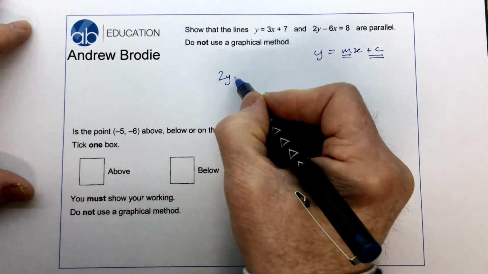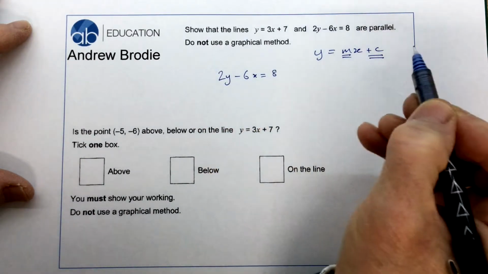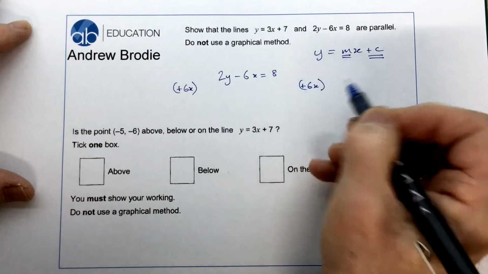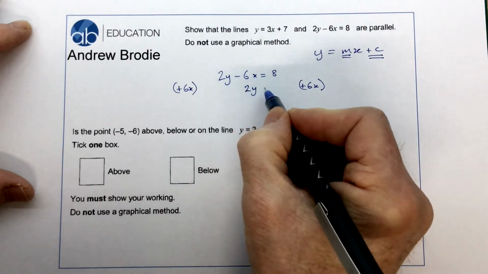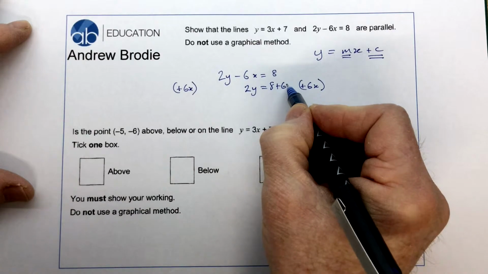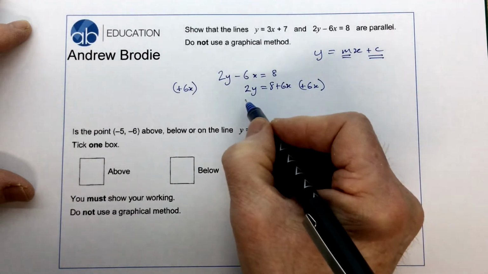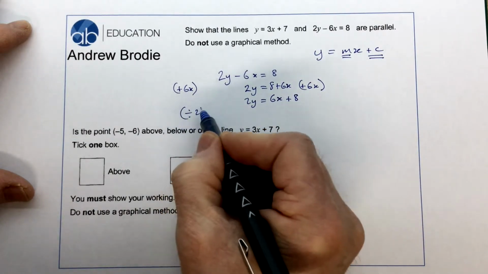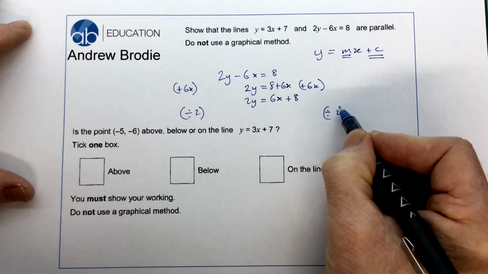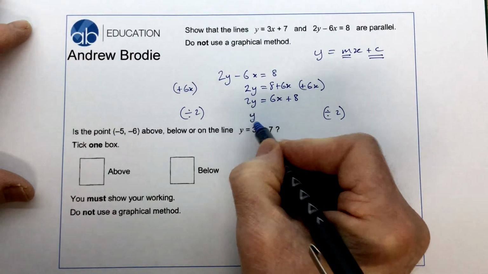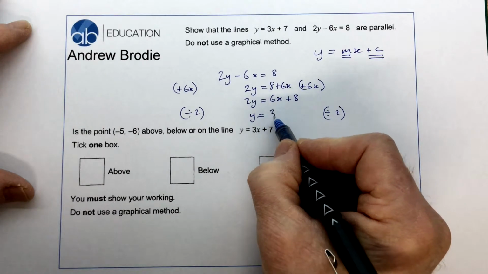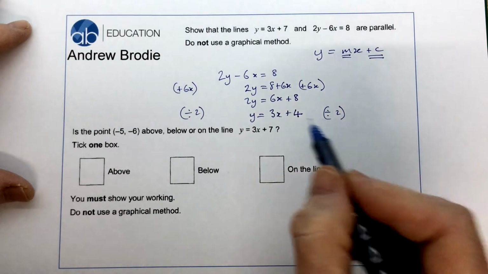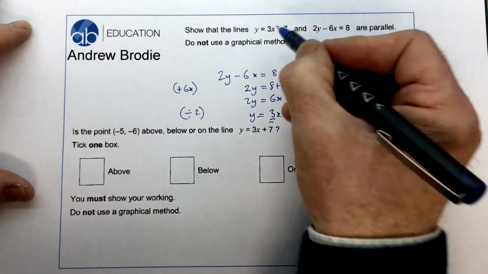We've got 2y minus 6x equals 8. So we're going to add 6x to both sides. So in fact, now we've got 2y equals 8 plus 6x. But I'm going to swap these round so that I've got the x part first. And now I'm going to divide everything by 2 on both sides. So 2y divided by 2 is obviously y. 6x divided by 2 is 3x. Plus 8 divided by 2 is 4. And you can see that we now have a gradient of 3, just like that one.